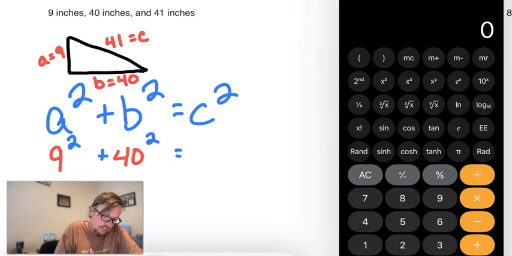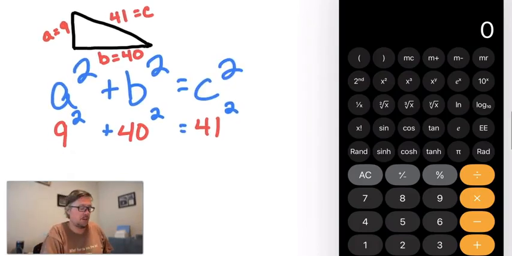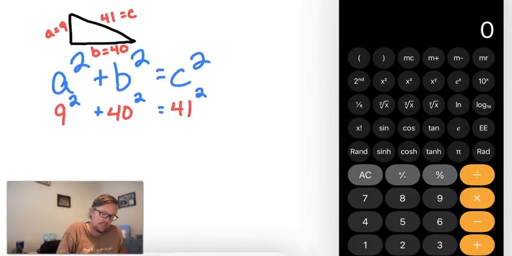I have asked you previously to memorize your squares up to 25 squared, which means hopefully you know that 9 squared is 81.